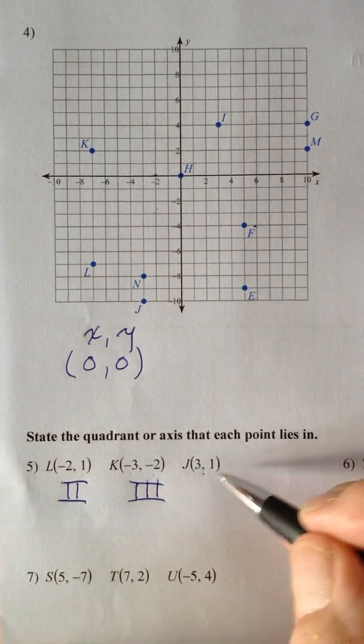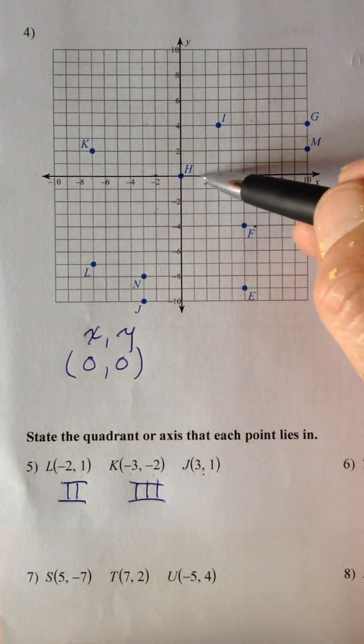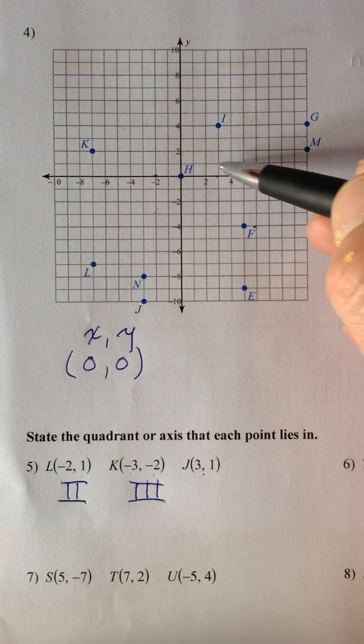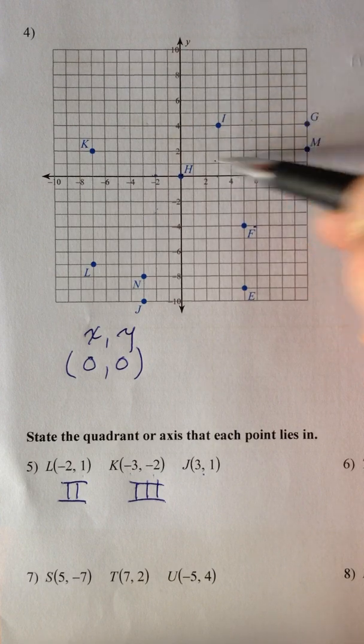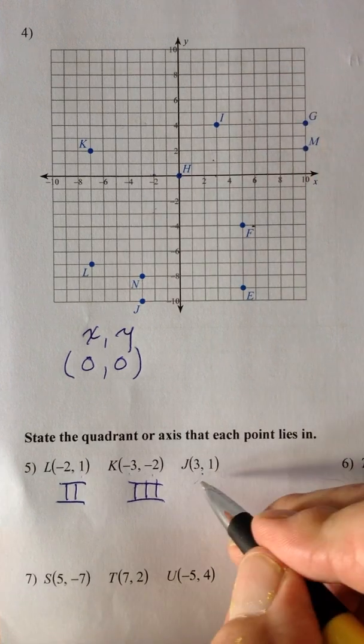And then J, I got 2 positive. So I got 1, 2, 3 on the x and +1 on the y. So that puts me in this spot. So that would be quadrant 1.